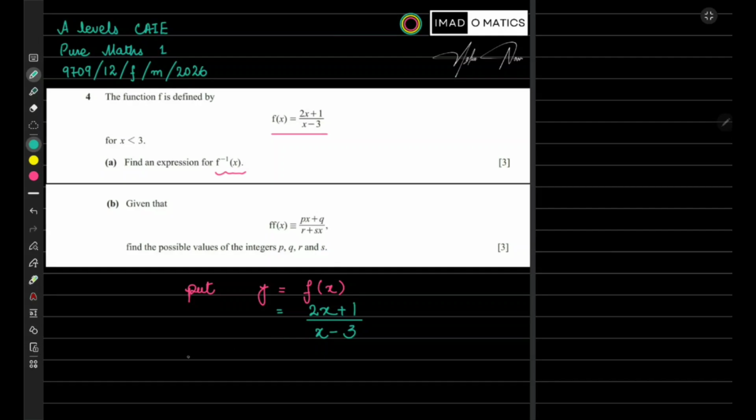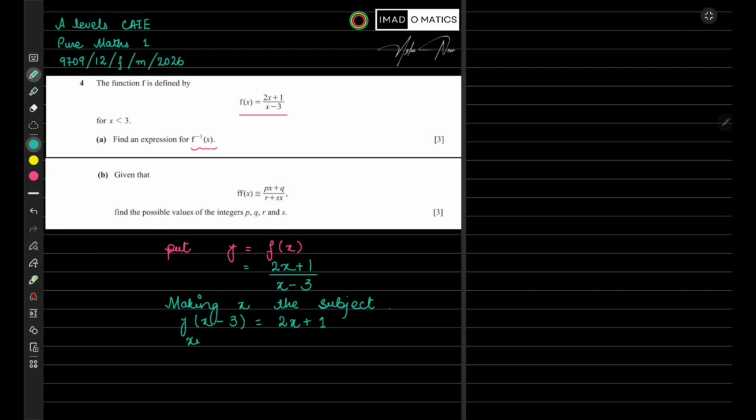Because we have two terms involving x, we need to simplify it first. Cross multiplying, we get y times x minus 3 equals 2x plus 1. So xy minus 3y equals 2x plus 1. Because we need x as subject, we need to combine the x terms together.